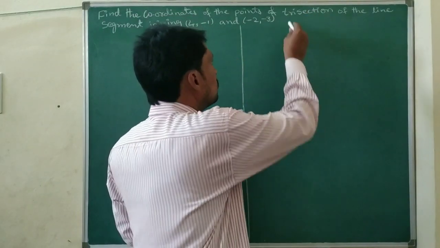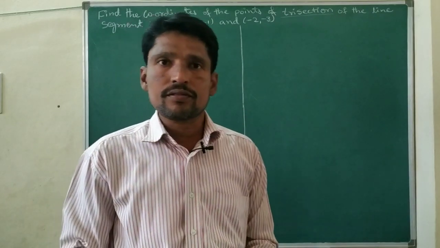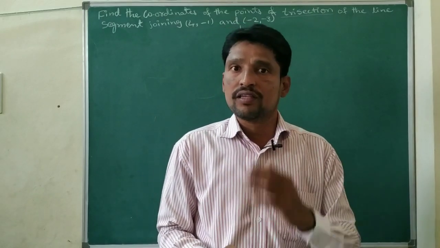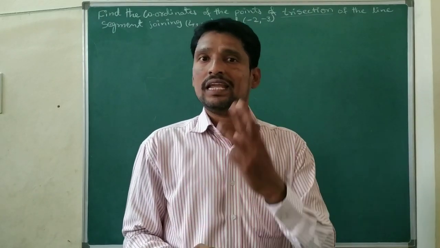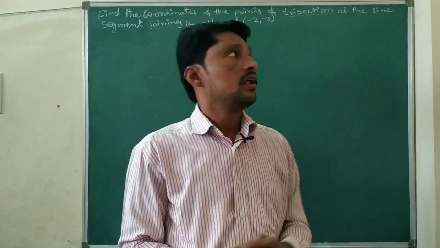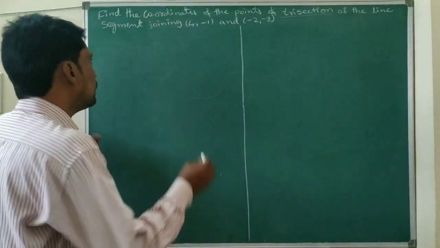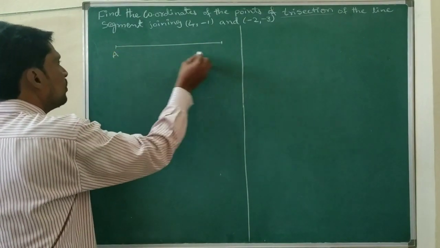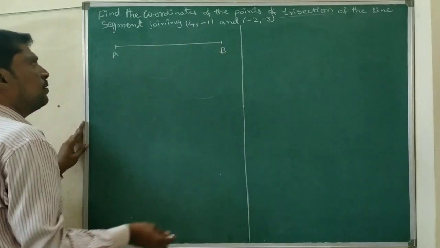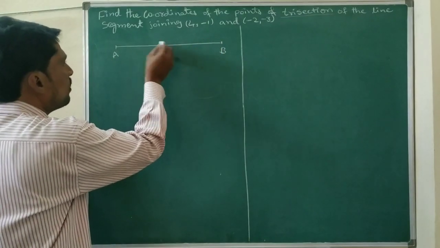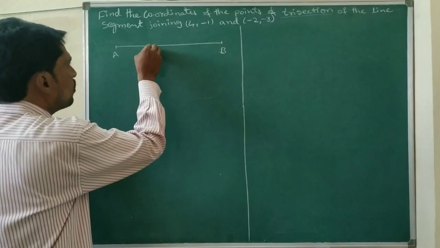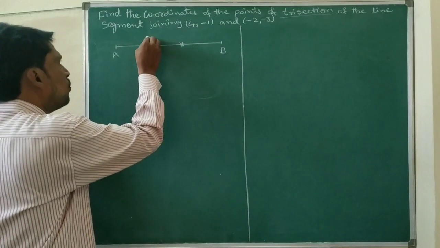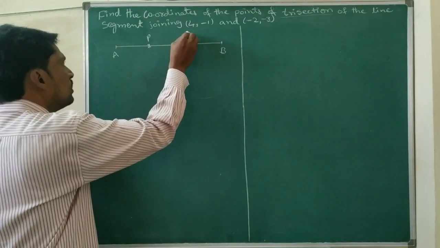So what is trisection? What are trisection points? The points which divide a line segment into three equal parts are called trisection points. For example, take a line segment AB. We have to divide this line segment into three equal parts. So how many points do we need? Two points divide it into three equal parts.